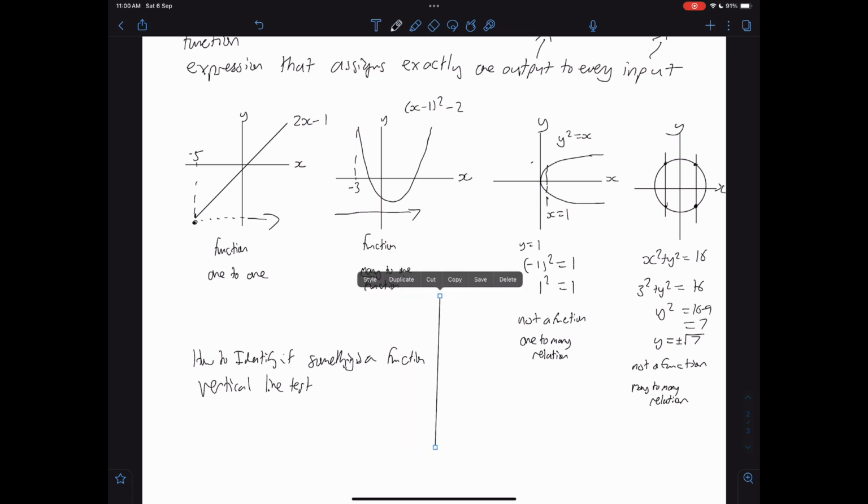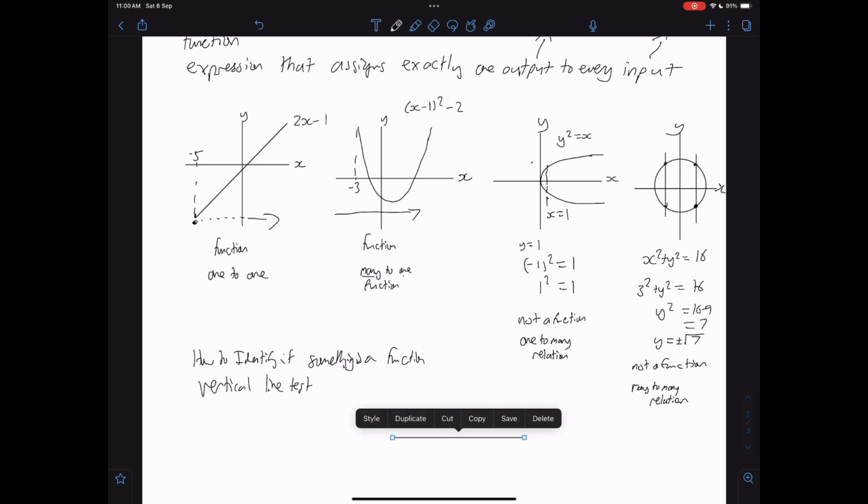And additionally, if you want to check if something has many inputs, you can use a horizontal line test. See, no, it's a 1 to 1. Oh, many to 1 because it's crossing more than once. 1 to many because it's only crossing once. Many to many because it's crossing more than once.